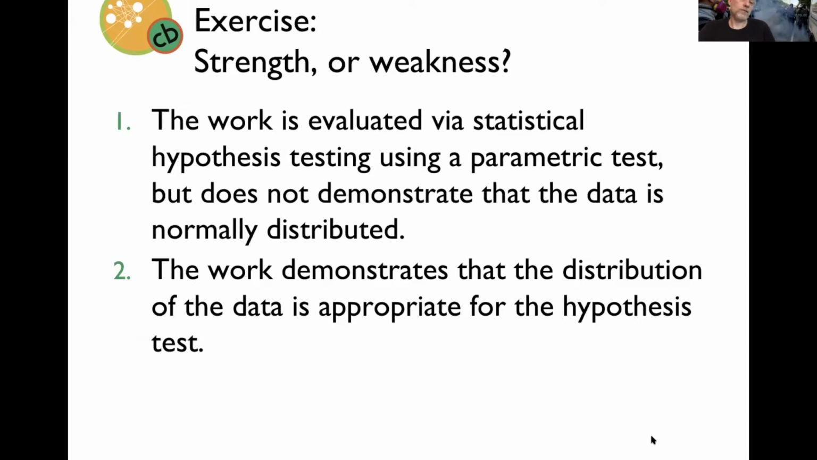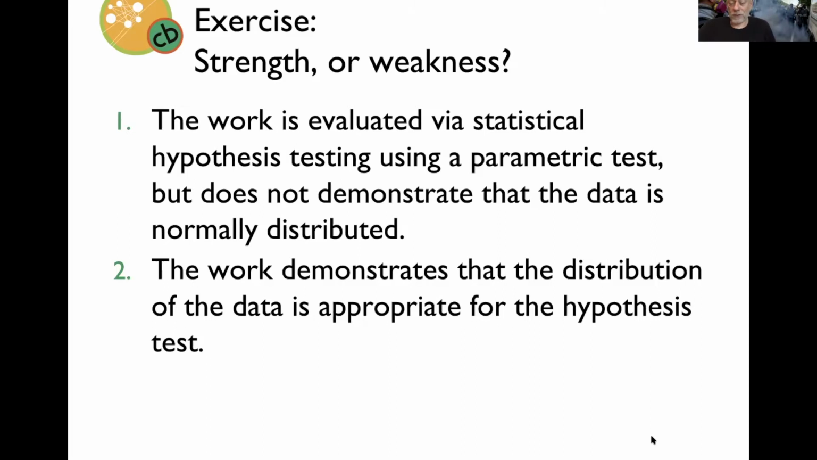So you've paused your video and thought about this. Again, we're going to look at two reviewer comments, and you're going to ask yourself, is the reviewer describing a strength or describing a weakness of the work? So reviewer comment 1: The work is evaluated by a statistical hypothesis testing using a parametric test, but does not demonstrate that the data is normally distributed. Now, the but in there right away tells you this is describing a weakness of the paper.